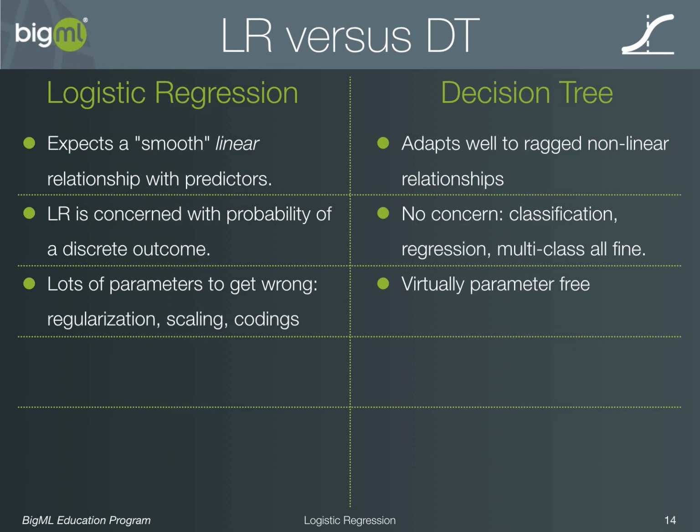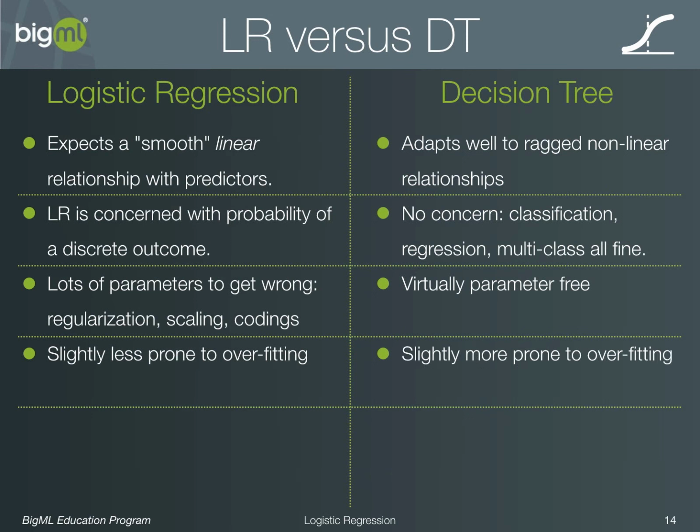So when to use logistic regression? Well, overall, logistic regression is slightly less prone to overfitting. And decision tree models are slightly more prone to overfitting, although again, this is something that can be addressed by using an ensemble technique.